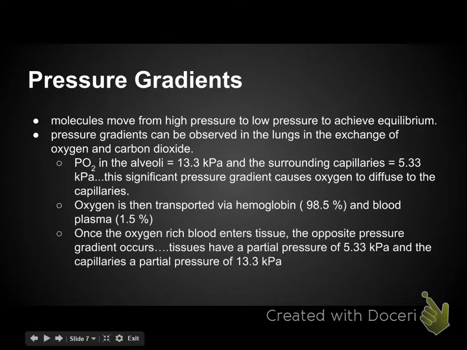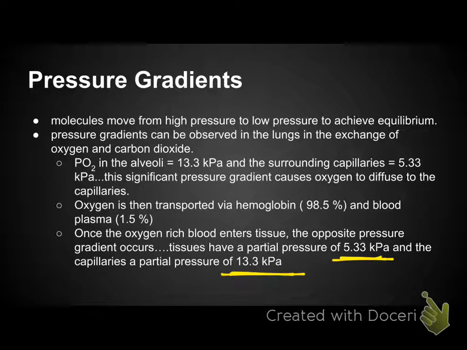Once the oxygen enters the actual tissue now, because that's the goal, right? We want to take oxygen from the lungs and actually get it to the tissue that needs it. The opposite pressure gradient is going to occur. So now in the tissues we have a low pressure, which is 5.33 kilopascals. And then in the capillaries, we're going to have this high pressure, it's 13.3 kilopascals. So again, we're going to go from high to low. So we're moving from the capillaries to the tissues.